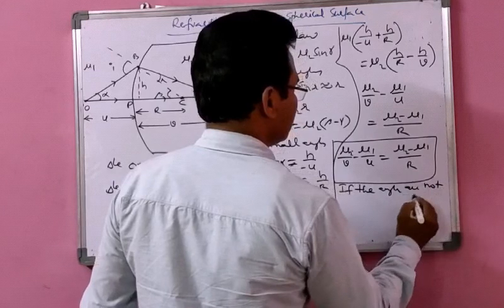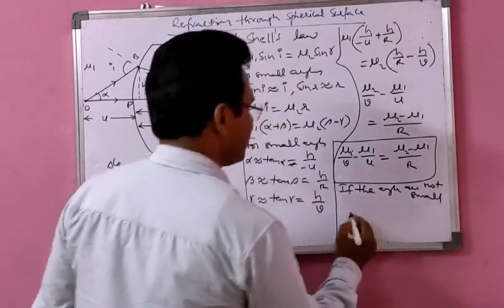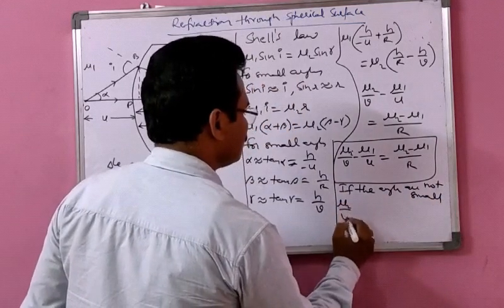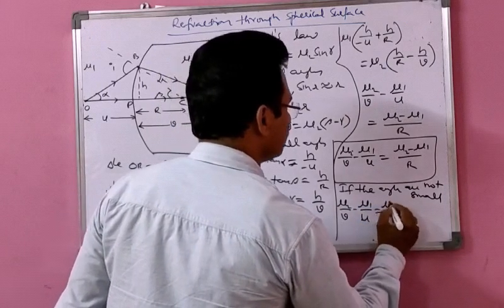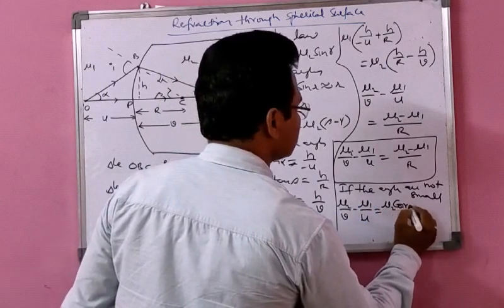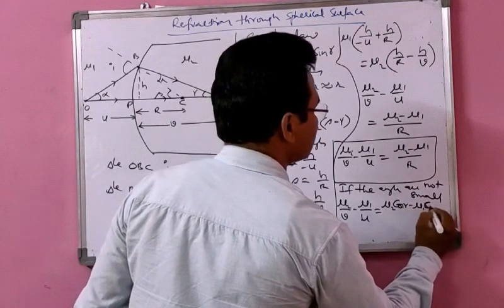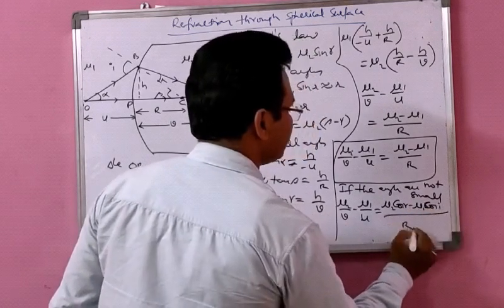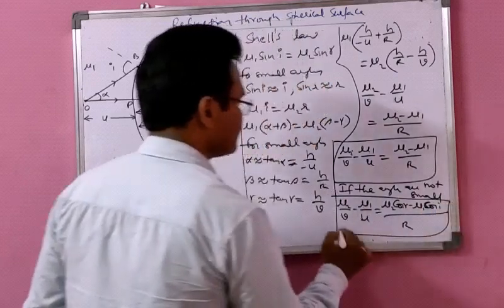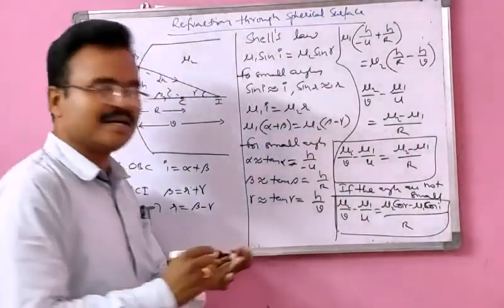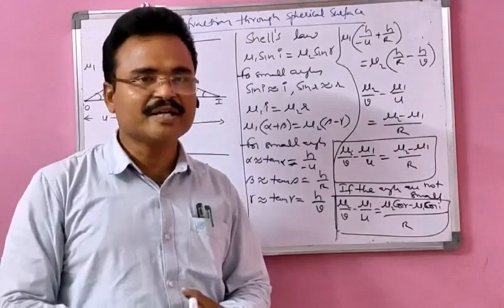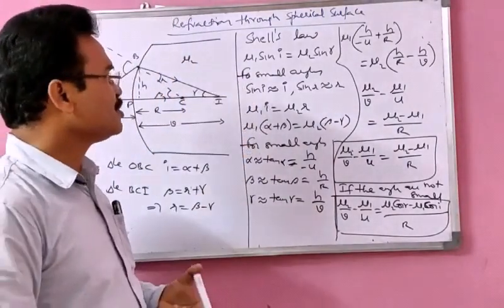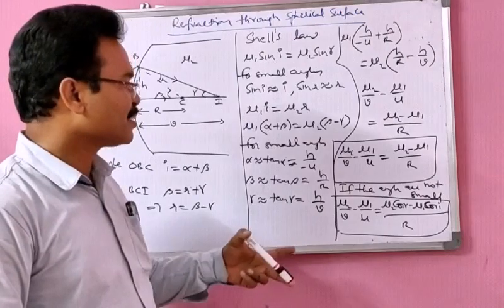then the formula becomes mu2 by v minus mu1 by u equal to (mu2 cos r minus mu1 cos i) divided by r. So this is the refraction formula whenever the angles are not small. Okay, so this is the refraction through a spherical surface formula, right?